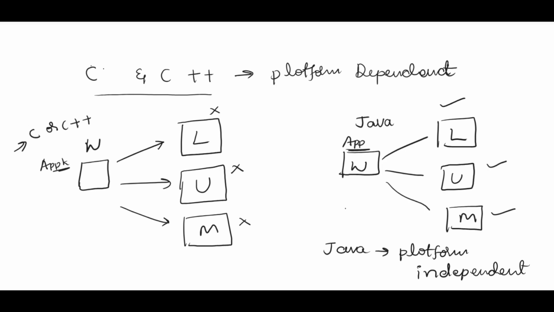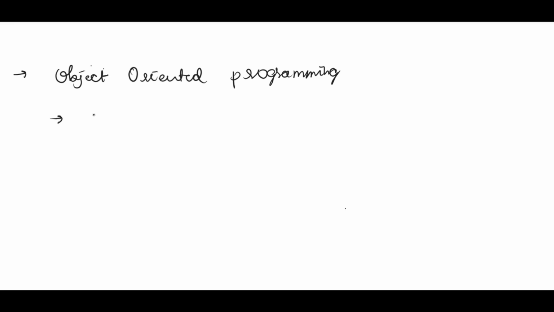And the next feature is Java is object-oriented programming. Because in Java we are going to include real-time entities. So those are objects. So everything is an object in Java.